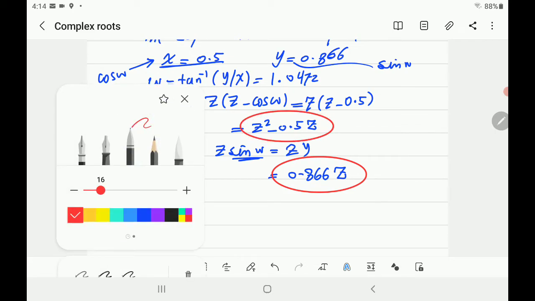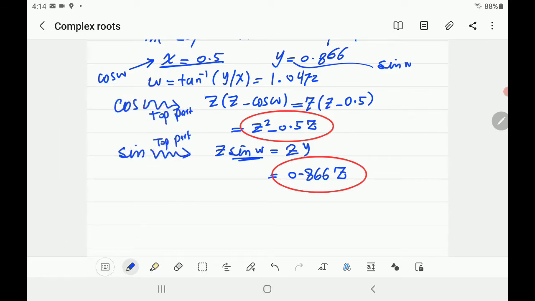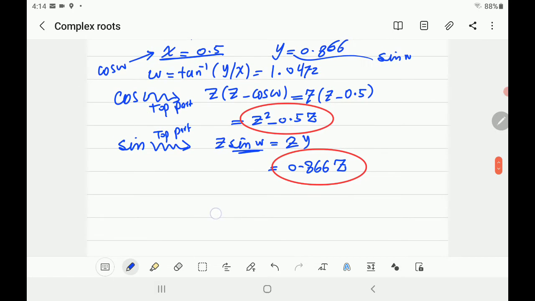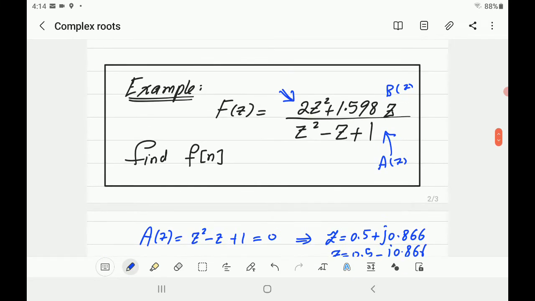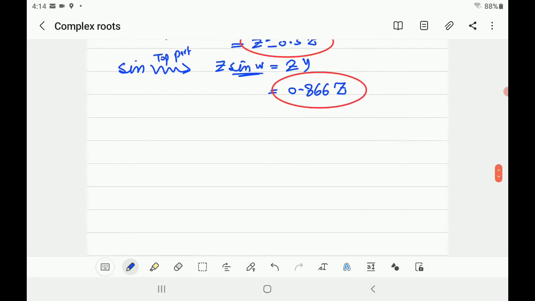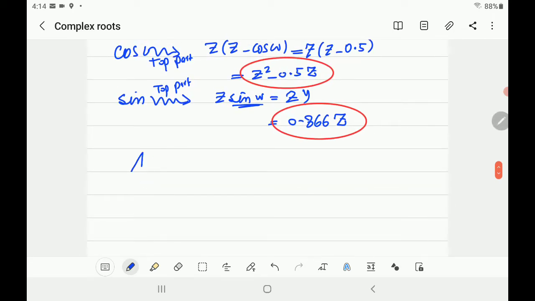All right. Now, that's what you have. The top part, what's given, that's what you have: 2z squared plus 1.598z. So let me write. What we have, our B, the top part B of z, is equal to 2z squared plus 1.598z.